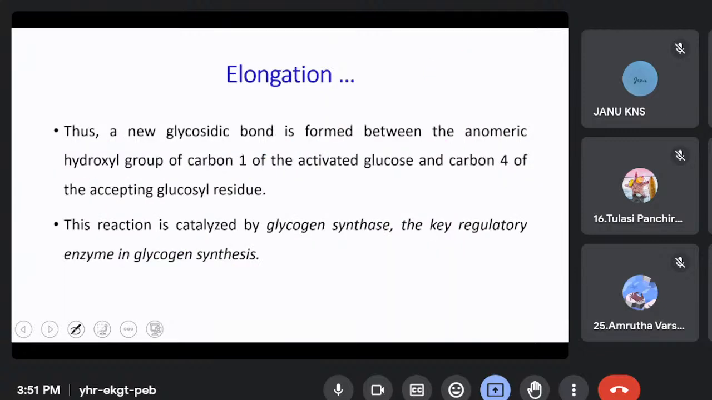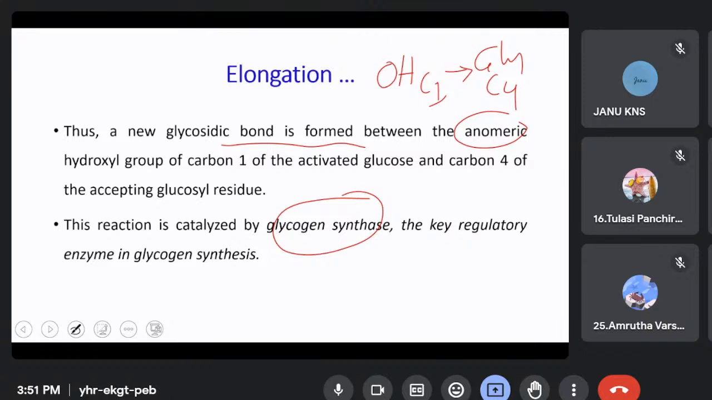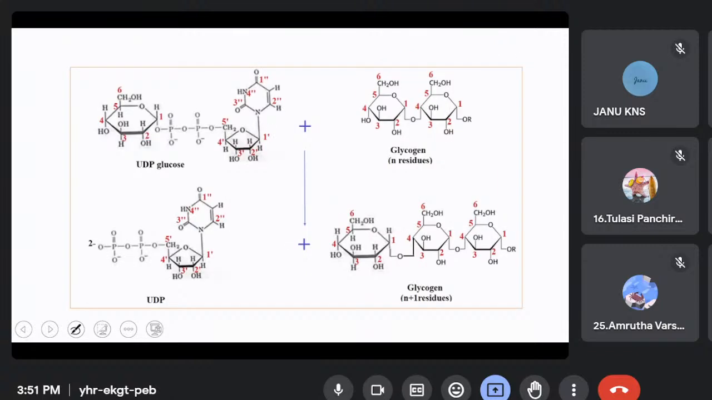Thus, a new glycosidic bond is formed between the anomeric hydroxyl group of carbon 1, C1, of the activated glucose and carbon 4 of the accepting glucosyl residue. Thus, a 1,4 glycosidic bond is said to be formed, and this is catalyzed by an enzyme called glycogen synthase. This is the most important step, the most important enzyme in the synthesis of glycogen, and hence it is called a regulatory enzyme.